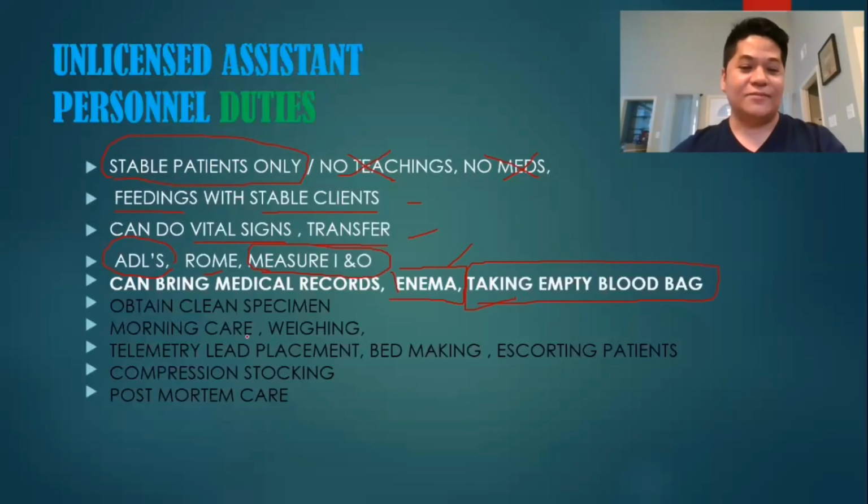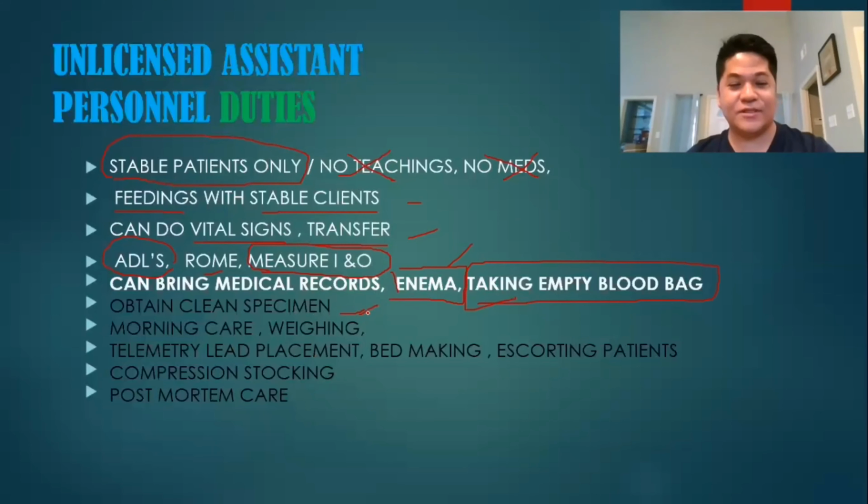Remember that. Obtain a clean specimen. Can they obtain a sputum specimen? No, the LPN can do that. Obtain a clean specimen, like urine, in a closed system. Morning care, of course. What are examples of morning care? Toothbrushing, combing of hair, like the activities of daily living, and weighing is also important. That's part of the UAP.